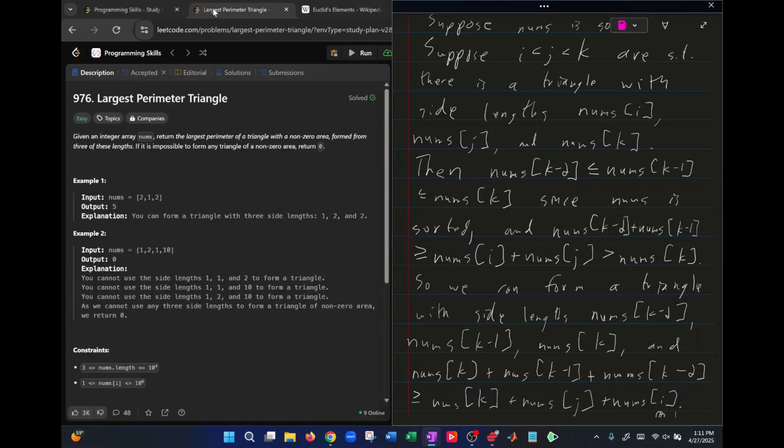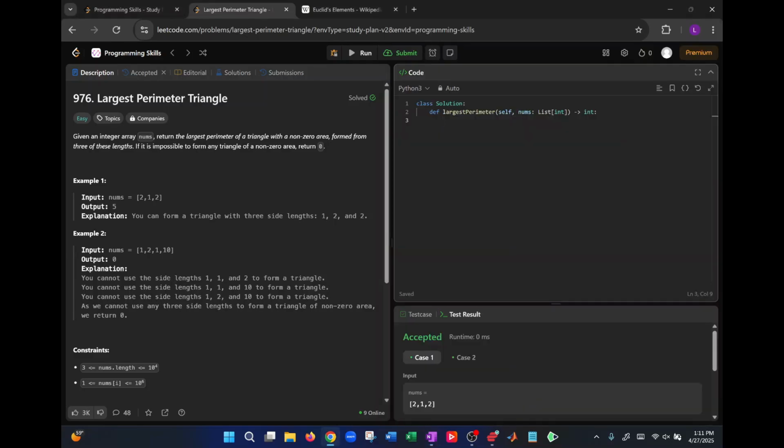And so that's going to be our solution. So let's implement that. So basically we're going to sort the array, and then we're going to loop through all triples.